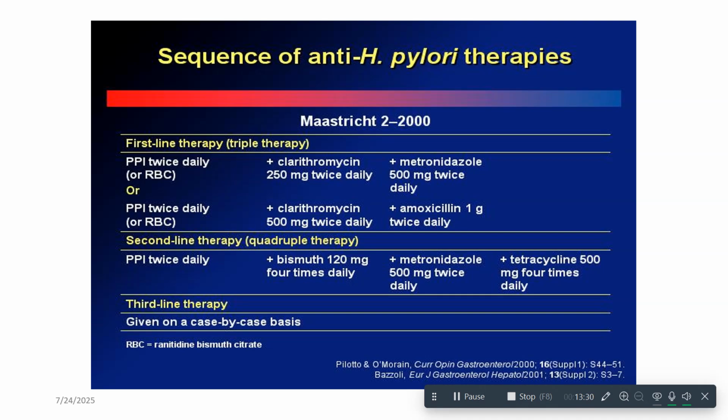Then the first line medication in the eradication of H. pylori is the triple therapy, where the proton pump inhibitor is used twice daily, either omeprazole plus clarithromycin 250 milligrams twice daily and metronidazole 500 milligrams twice daily, or a proton pump inhibitor twice daily, that's omeprazole 20 milligrams BD plus clarithromycin 500 milligrams twice a day and amoxicillin 1 gram twice a day.